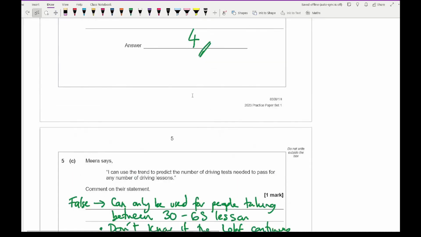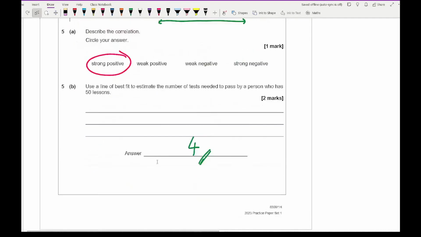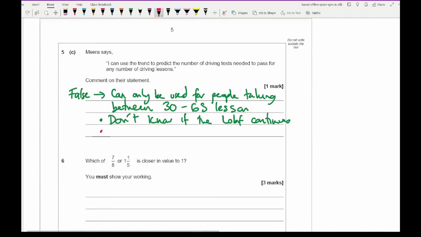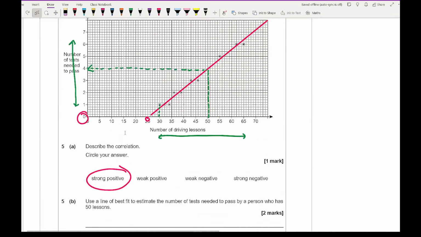We can also say that looking at this line of best fit, it kind of implies that if you took 20 lessons, you need 0 tests, which doesn't work. So you could say something along the lines of taking 20 lessons equals 0 tests, which makes no sense. It might imply that you're not ready for the test, but again, we don't know because, like I said, it goes from there. So even with 25 lessons, we don't know.